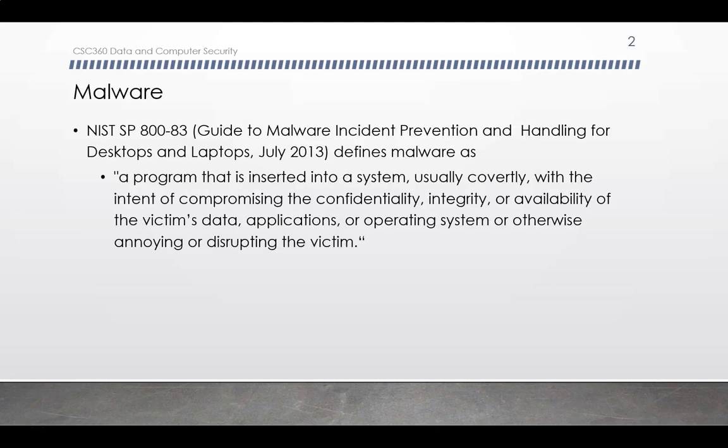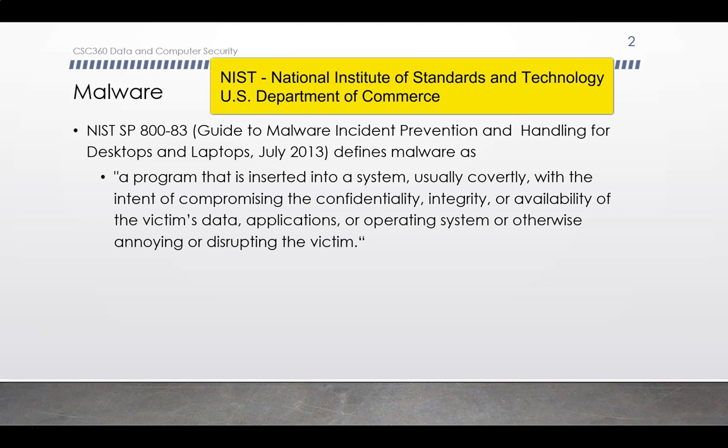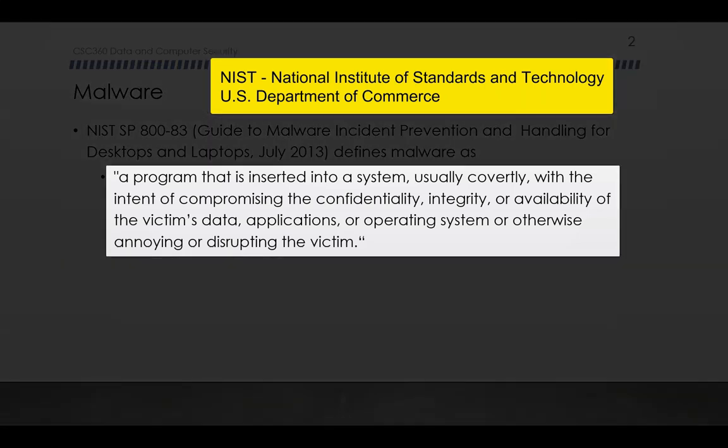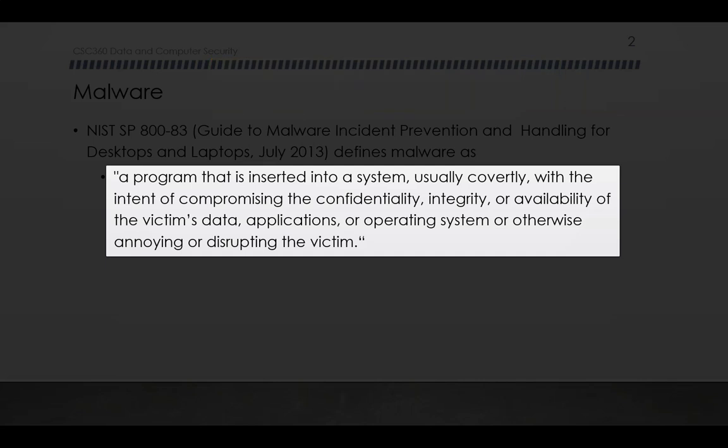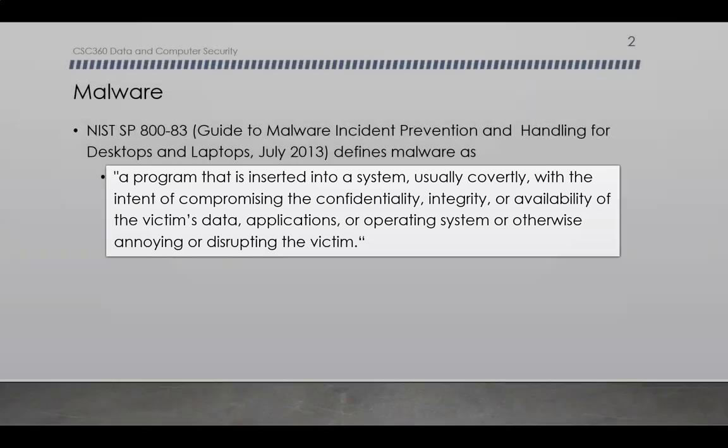Malware is a generic term for software that has a malicious purpose. It may take many different forms. It could, for example, be a virus attack, a worm, adware, Trojan horse, spyware. Here we present a definition from NIST. They say that malware is a program that is inserted into a system, usually covertly, with the intent of compromising the confidentiality, integrity, or availability of the victim's data, applications, or operating system, or otherwise annoying or disrupting the victim.